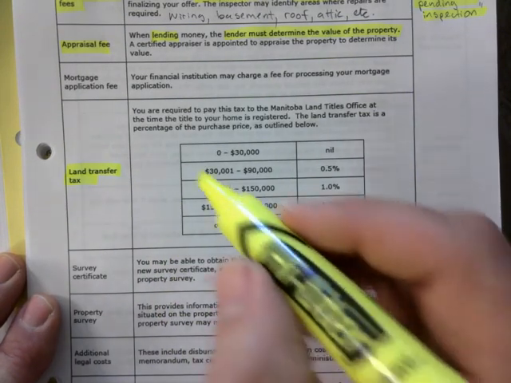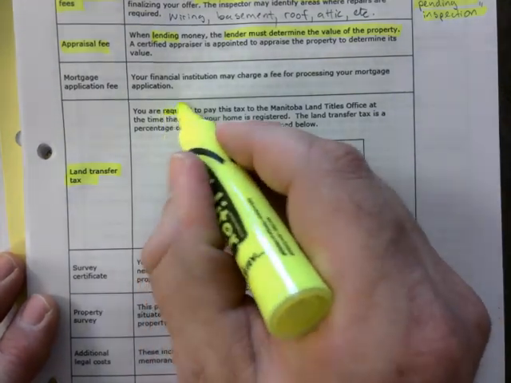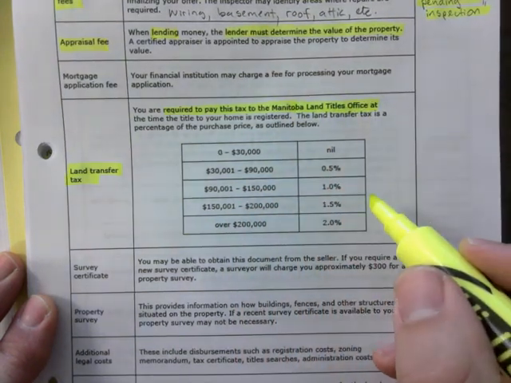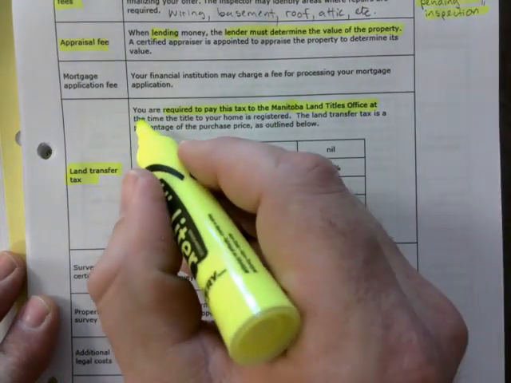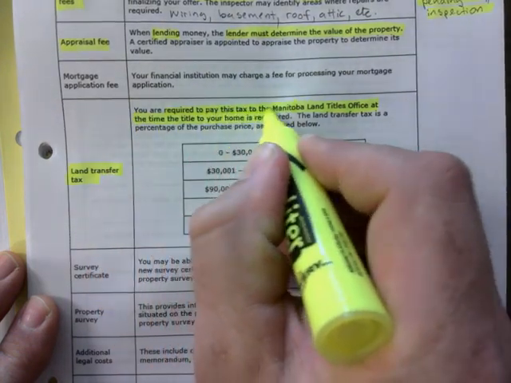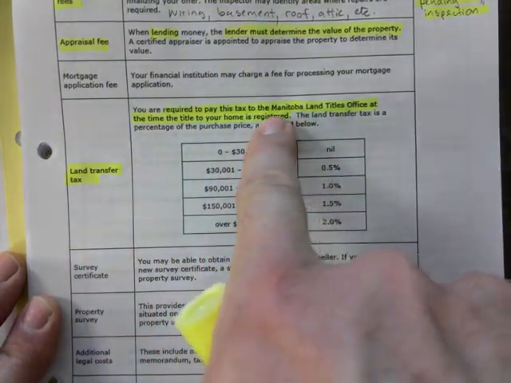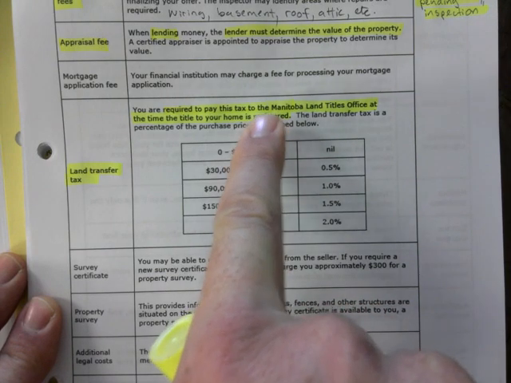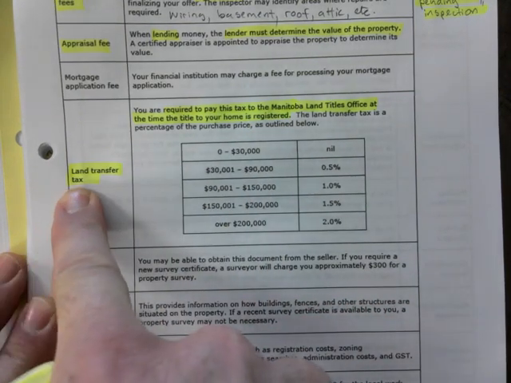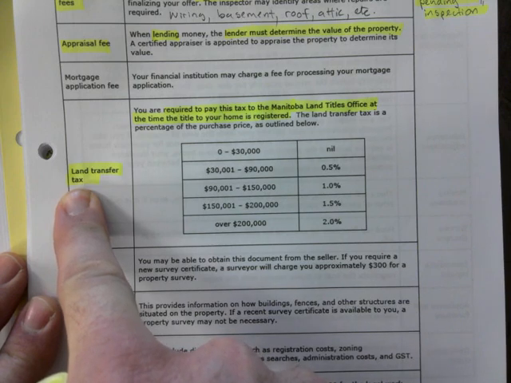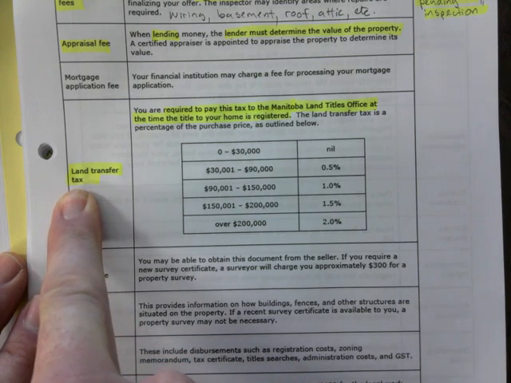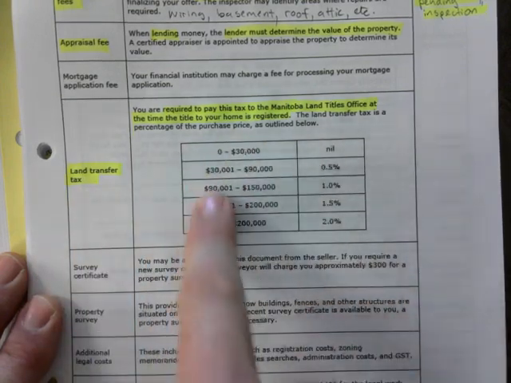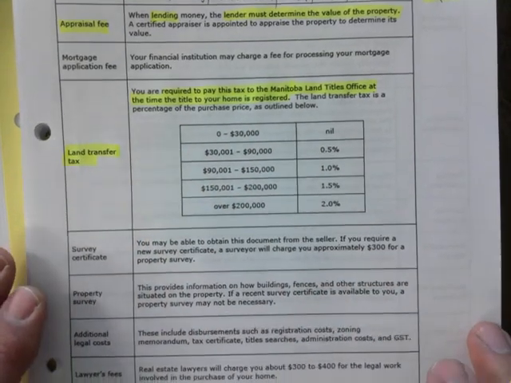Okay. When are you required to pay this tax to the Manitoba Land Titles Office? At the time the title of your home is registered. So if that property changes hands, you have to pay land transfer tax, which is very expensive. We will calculate that exactly. And don't worry about this chart. It's scary right now. We won't worry about that.